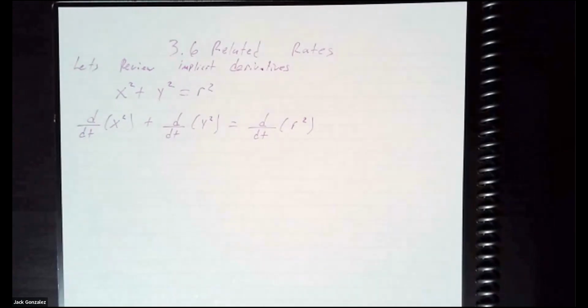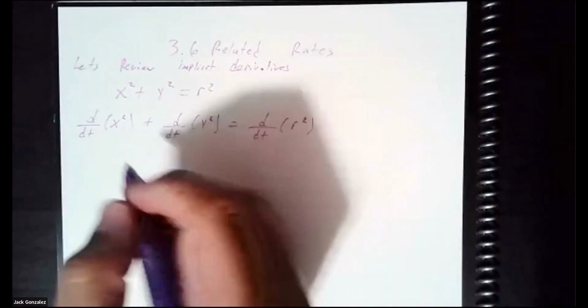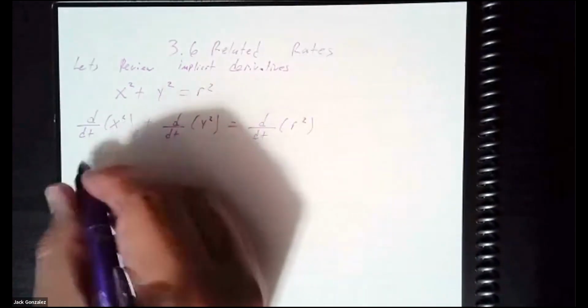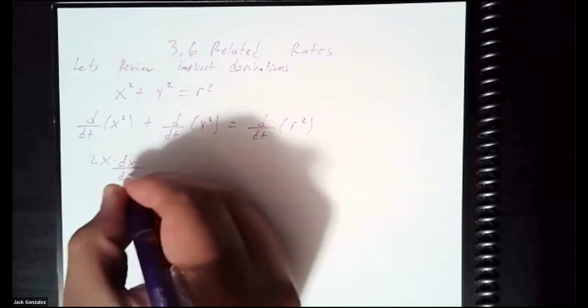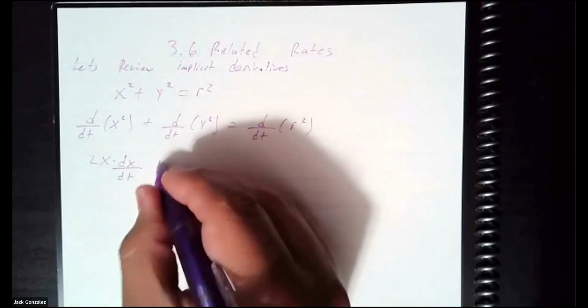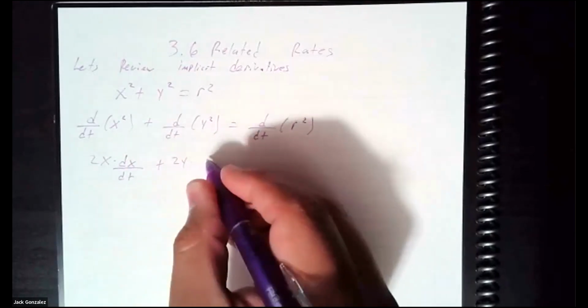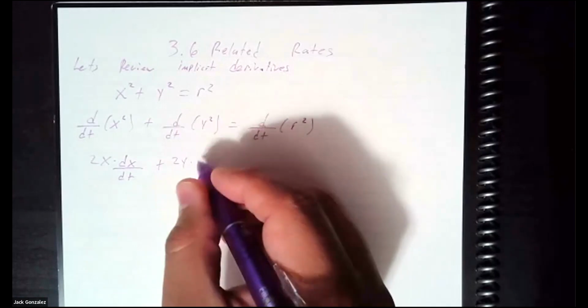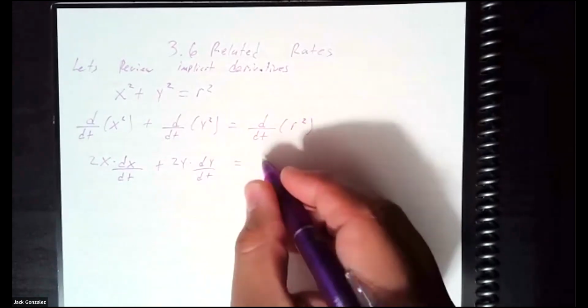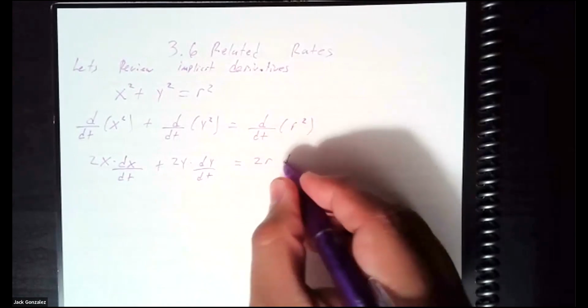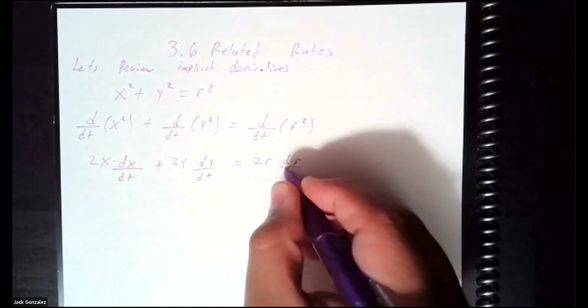You do the same power rules, just tack on the chain rule. So the derivative of this guy obviously is 2x, right? And then you tack on this chain rule, dx dt. This one is 2y, and then times the derivative with respect to time. Same thing here. So essentially, that's all you're doing.